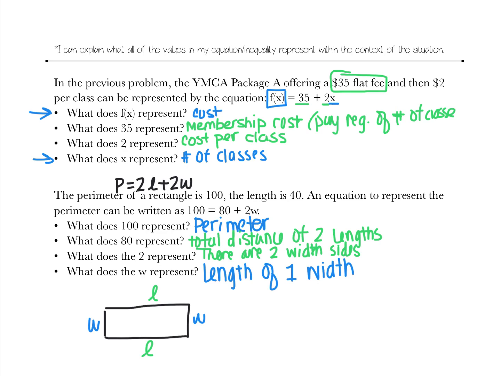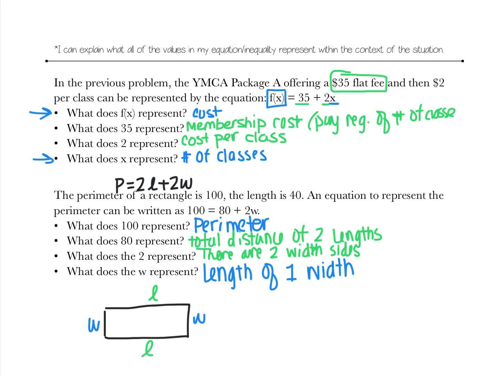All right, so hopefully you were able to pick out that 100 represented the perimeter. And when I think about perimeter, I know it's 2 times the length plus 2 times the width. So when I look at this, the perimeter, 100, 80 represents 2 times the length, and 2w represents 2 times the width. So what does the w represent? The w represents the length of one width. So when you look at this drawing, I have 2 w's. So the w represents one width. The 2 represents that I have 2 widths.